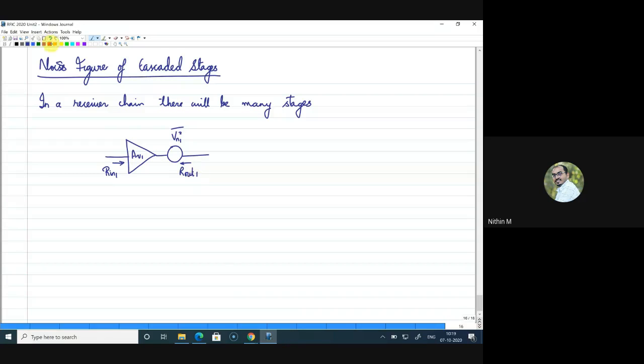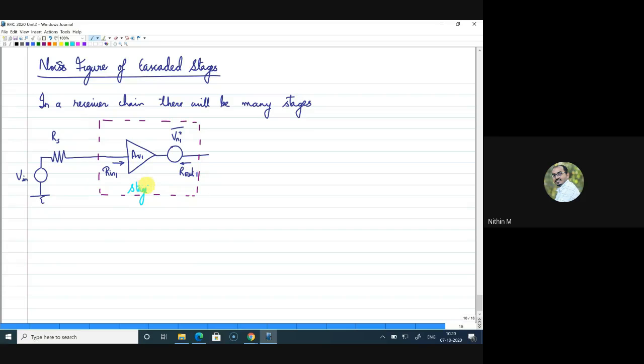Now, to this stage, I am connecting an input. So input is coming from a source, say Vin, and this is the resistance of the input source. So I mark it as Rs. Right. So this is the stage 1. What I have marked inside this dotted box is our stage 1.